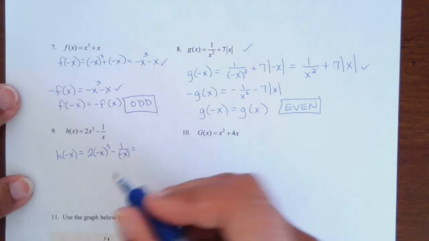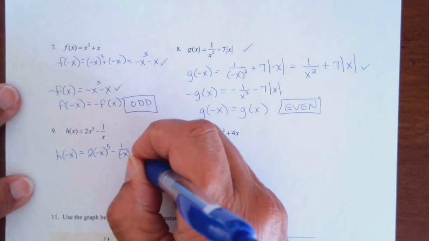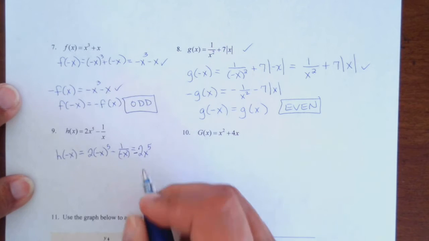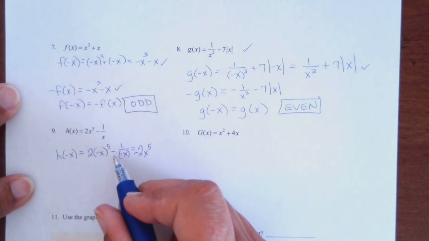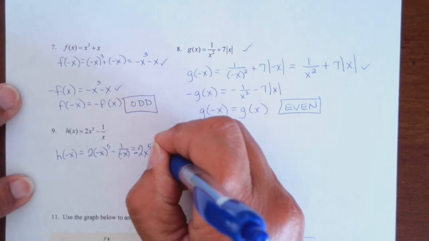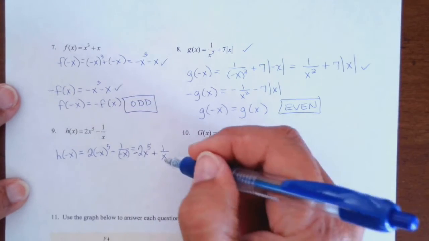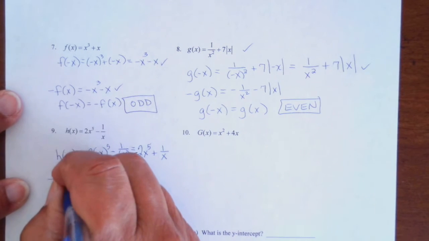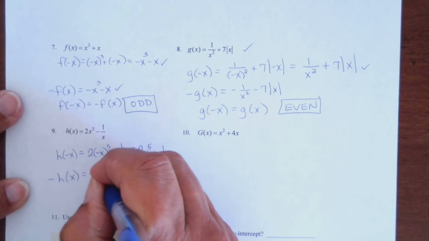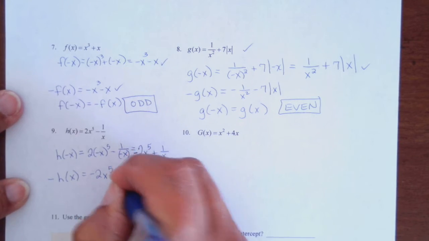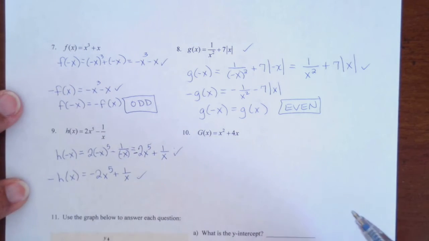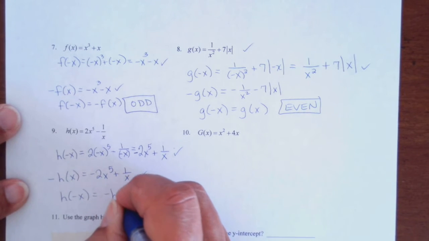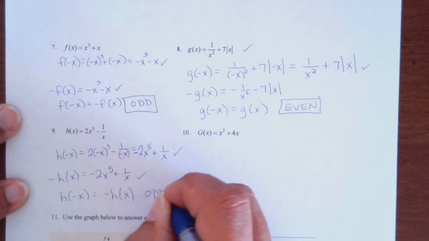Simplify that. So a negative number to an odd power stays negative. Negative 2x to the 5th. Negative there. And then minus a negative turns that to plus. So those are obviously not the same, so it's not even. And the last one is the easy one. Just change all the signs. And now we have these two equal again. So because h of negative x equals negative h of x, then we know we have an odd function.